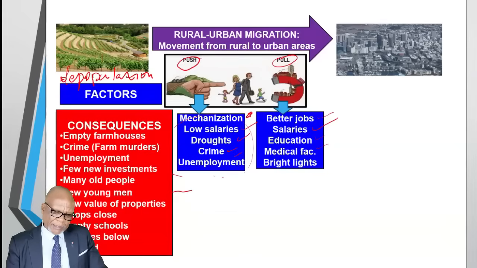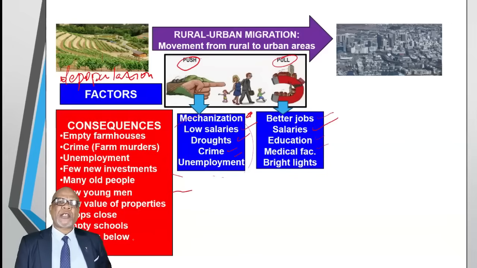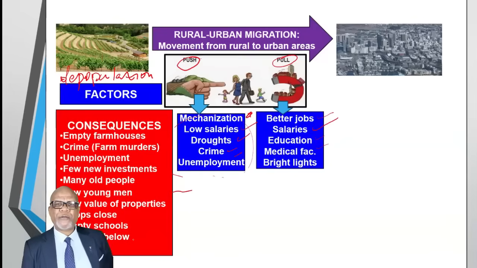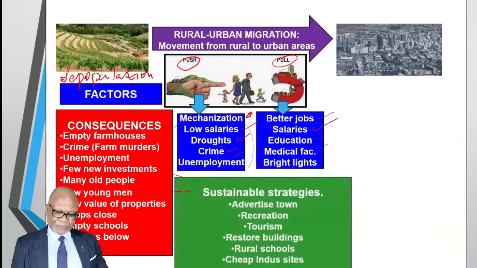Shops will close down, that results in unemployment. The schools will be empty and some schools will be merging because now there are fewer learners. Services will be below standards because now the municipalities are not going to spend more money. They will decrease the budget, because the budget is going to be according to the number of people that must be served. So if we have fewer people, then we're going to have less budget for rural areas.